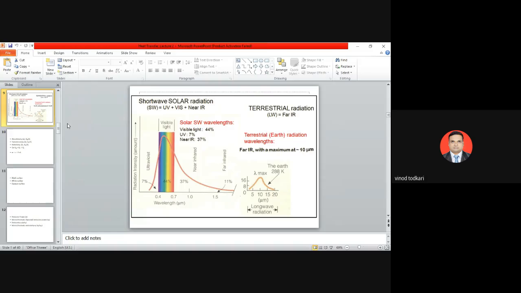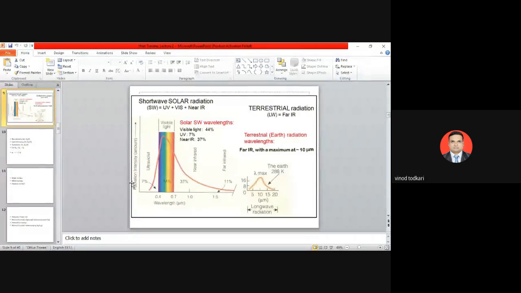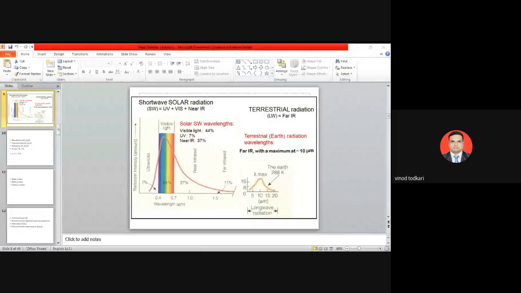Is it required to revise these things? If yes, then we'll revise and then proceed, or else we'll start with the new concept. Should we invest 5 to 10 minutes to go through these concepts, or should I start directly with the next concept? Okay, so directly we'll start with the next point.